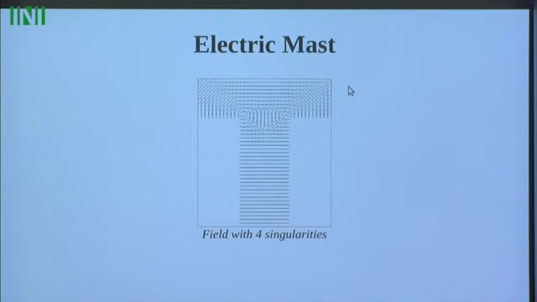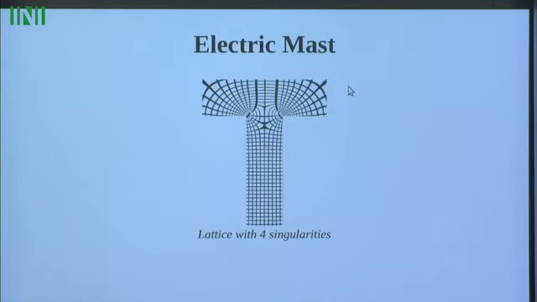If you change a little bit the weight of the Ginzburg-Landau penalization, you can obtain an electric mast with 4 singularities: the two previous ones, one here, and 2 others at the corner of your electric mast. And once again, the kinds of lattices you obtain are represented by this here. So you can spot the singularities here, here, here, and here.